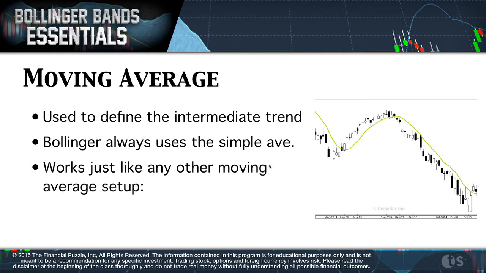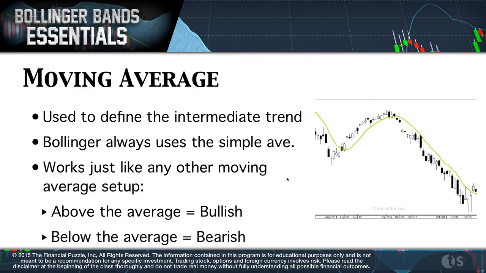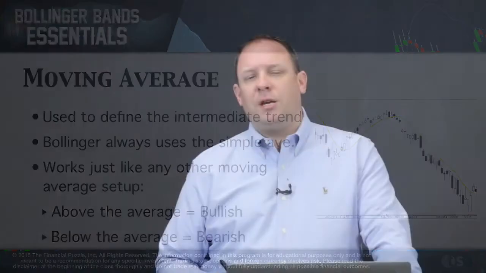It's going to work just like any other moving average setup. If you're above the average, you're bullish. If you're below the average, then you're bearish, just like every other moving average system. So that particular component is something you should be fairly aware of. It's a fairly well-known component, and that's the way it's going to work. We're only going to use one average here, just that one middle line. That's going to be your basic simple moving average of the Bollinger Bands.